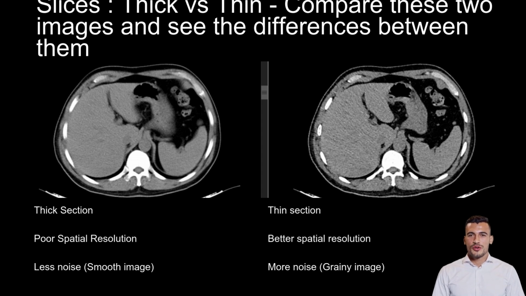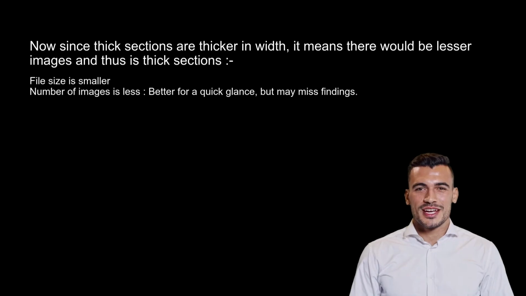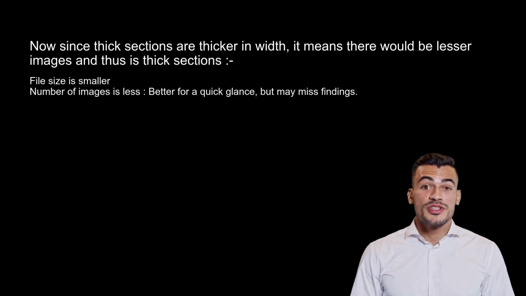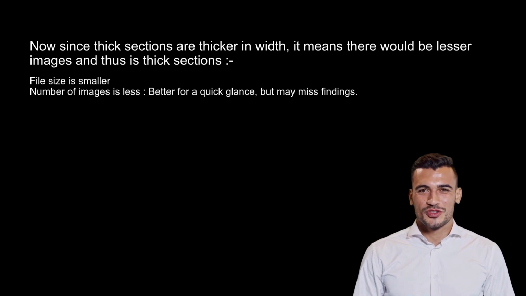So we can conclude that thick section images provide smoother images, which are more pleasing to look, but they, however, lose on spatial resolution. Thin sections, on the other hand, provide much better spatial resolution. Thick sections, being thicker, result in fewer images, leading to smaller file sizes. This is advantageous for a quick overview, but may overlook critical findings. In contrast, thin sections provide more detailed images, enhancing diagnostic accuracy despite larger file sizes.